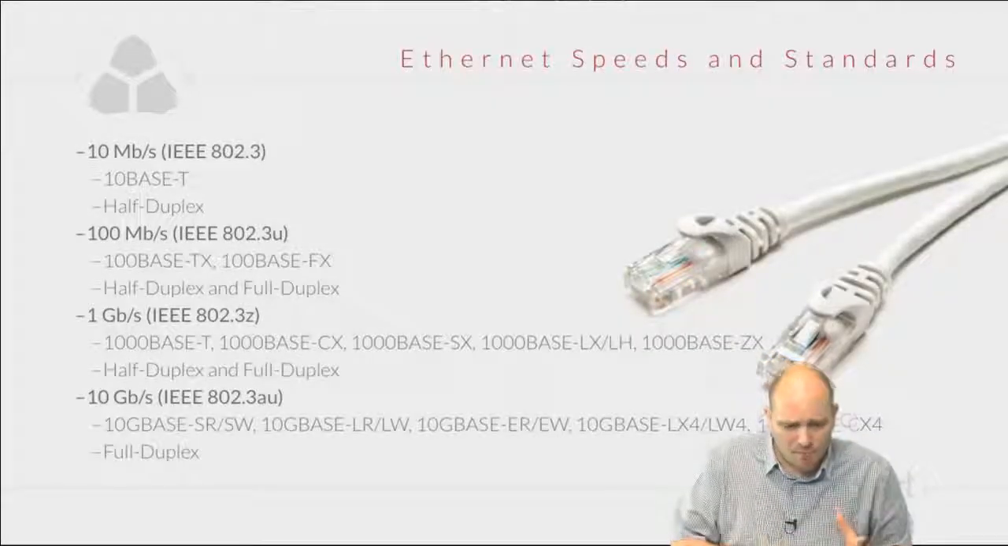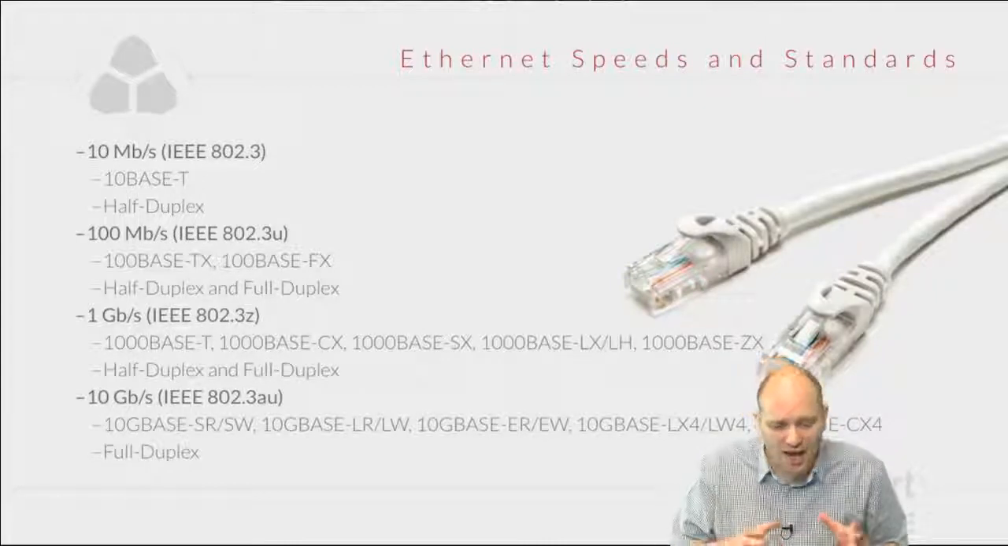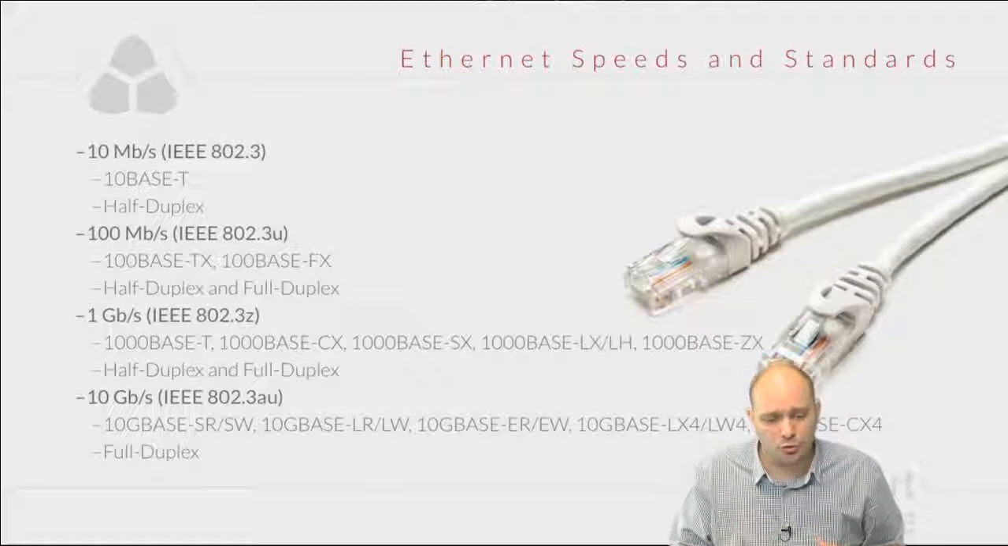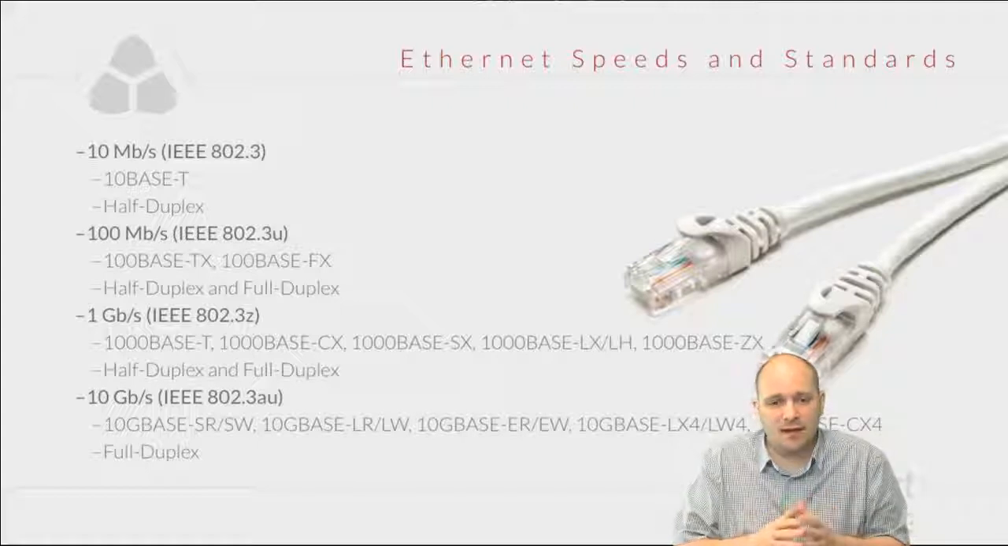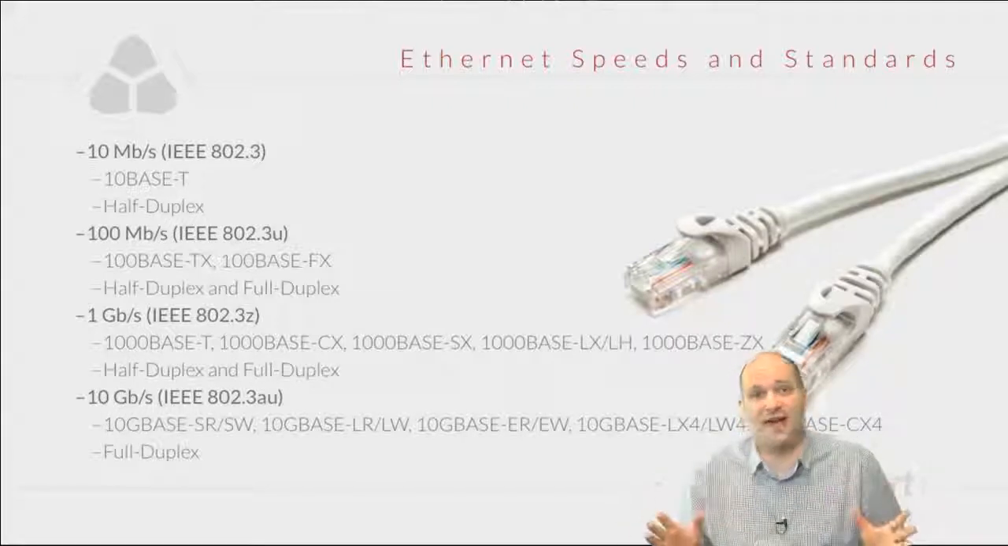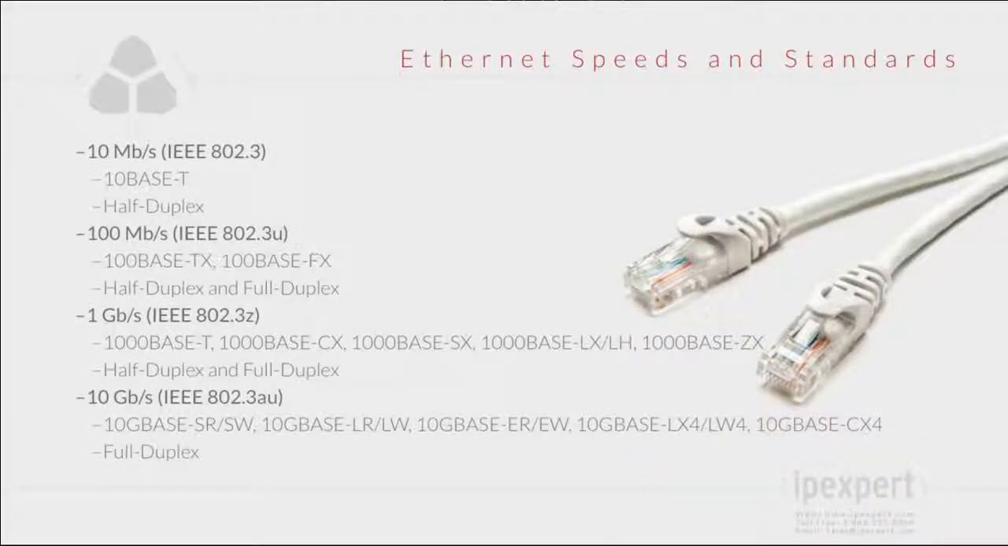And here the next one is 1 gigabit per second Ethernet, or IEEE standard 802.3z. This comes in a really wide variety of standards. Now, I'm going to have to remove myself from here so that you can see all the standards that we have. So gigabit per second comes in 1000BASE-T, 1000BASE-CX, 1000BASE-SX, 1000BASE-LX or LH, and 1000BASE-ZX.